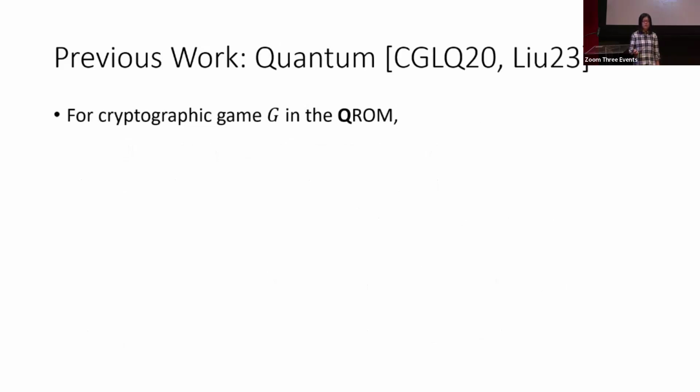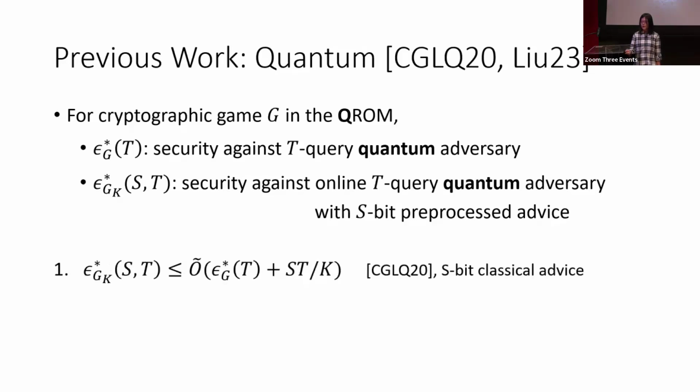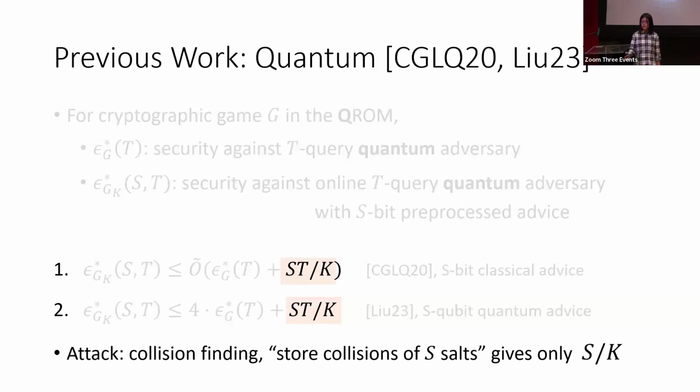We also care about more powerful adversaries, about quantum adversaries. Previously, there are some results for games in the quantum random oracle model, where the adversary can make superposition queries to the hash function. Here we use a star to denote the quantum case. Chung, Guo, Liu, and Qian showed similar results of ST over K for quantum adversaries with classical advice. And later, Liu showed a similar result of ST over K for quantum adversaries with quantum advice. That is, now the advice is a quantum state of S qubits. You see, this is ST over K, so it still fails to match the most intuitive attack, S over K.